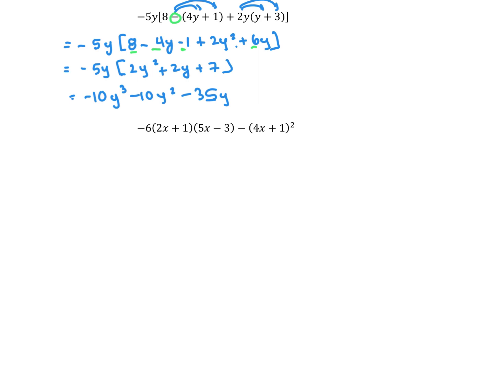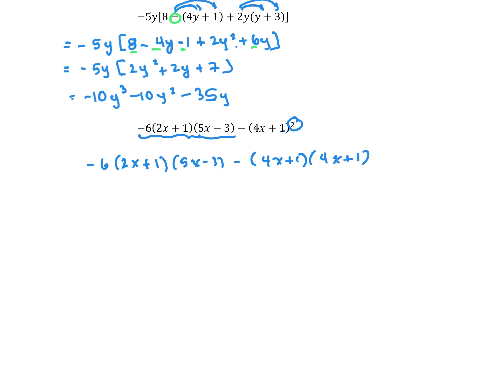Okay, in this example, this is a hard one, a level 4. In the first group, we have 3 things to multiply: 6 times the bracket times the bracket. This square means we have this bracket twice. So I would suggest that you write it out twice so that you don't miss any terms when expanding. So I'm going to write out 4x plus 1 twice.